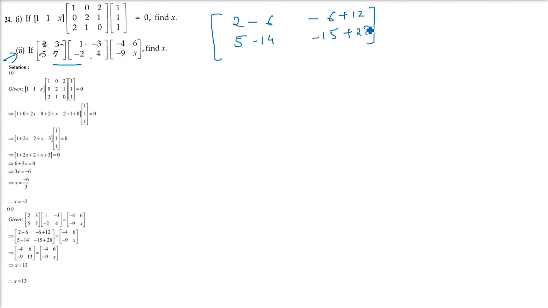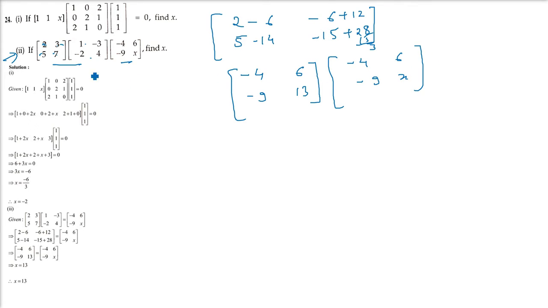Okay, so we have to multiply it with what? So let me just write it. This is minus 4, this is minus 9, this is going to be 6, and this is going to be 13. 28 minus 15 is going to be 13. Now multiply it with this matrix, minus 4, 6, negative 9, and x. Okay. So, row, column, that is how we have to do it. So just x is equal to 13. That is the final answer.